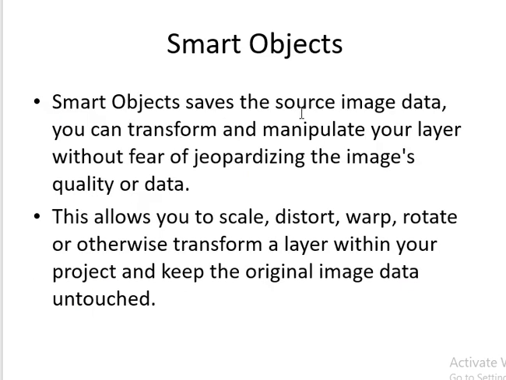Smart object saves the source image data. It can transform and manipulate your layer without fear of jeopardizing the image's quality or data. This allows you to scale, distort, warp, rotate, or otherwise transform a layer within your project and keep the original image data untouched.